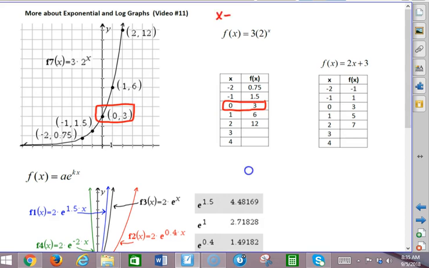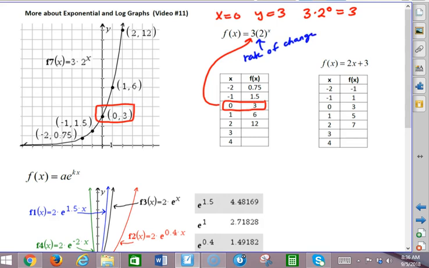When x equals 0, y equals 3. That point is found right here in the equation, because that coefficient is always going to be the y-intercept, because when x is 0, it's going to be 3 times 2 to the 0. Let me write that down. Because 3 times 2 to the 0 equals 3. Okay? Now, the other number, the 2, is the rate of change.